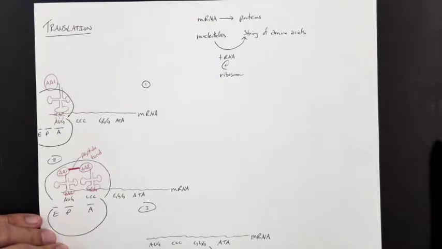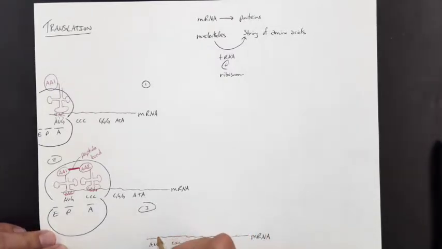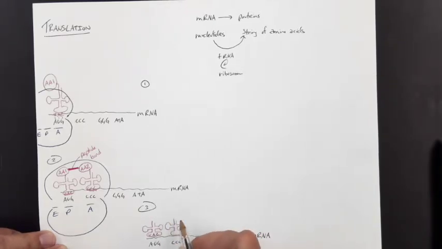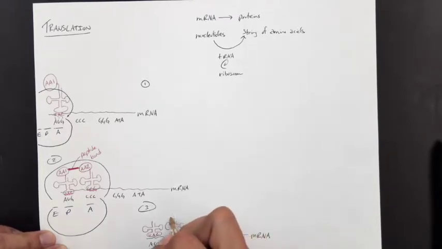For the third step, we're going to do like we did before. Now everything's going to slide over to the right. The entire ribosome is going to move from the left to the right. And so the AUG is now at the E site. Our CCC is now going to be at the P site. And that next codon, which is GGG, is now going to be at the A site.